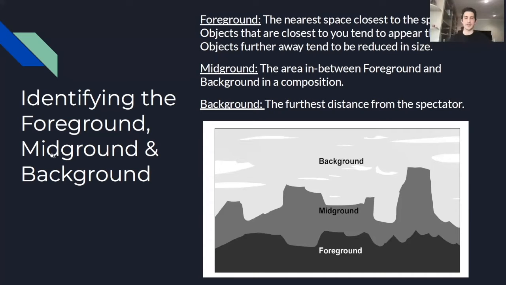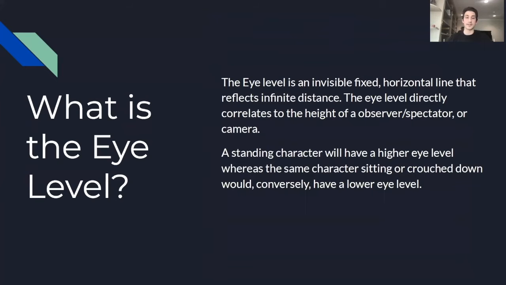Of course, Sebastian. In regards to all the foregrounds, midgrounds, and backgrounds, what they all relate to is having an eye level. Next slide. Now, what is the eye level? The eye level is an invisible horizon line that reflects infinite distance. The eye level directly correlates to the height of the observer, spectator, or camera. As an example, think of a standing character as having a higher eye level, whereas the same character sitting down or crouching down would conversely have a lower eye level. And next slide, please.